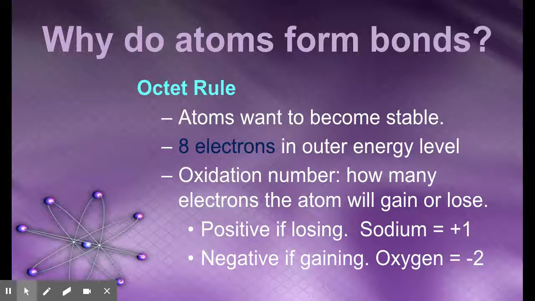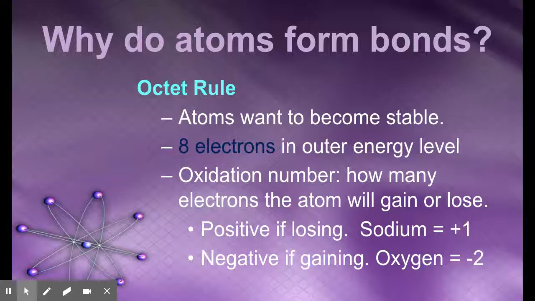Okay, so we know this already, that if an atom has 8 electrons in its outer energy level, it's going to be stable and it will not lose or gain electrons. So anything in the noble gas family, they're already stable. They already have a full outer shell. They make up the octet rule, and they're not going to gain or lose anything. So everything else wants to become stable.